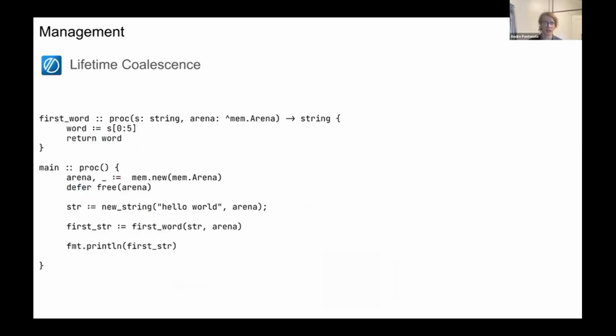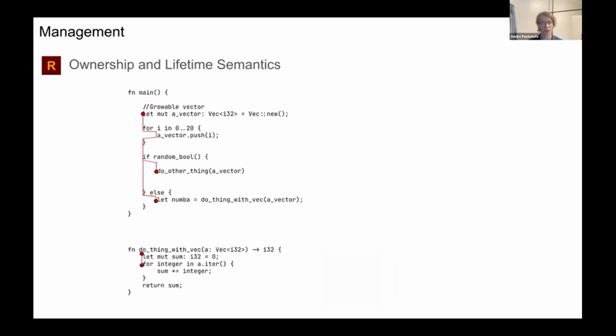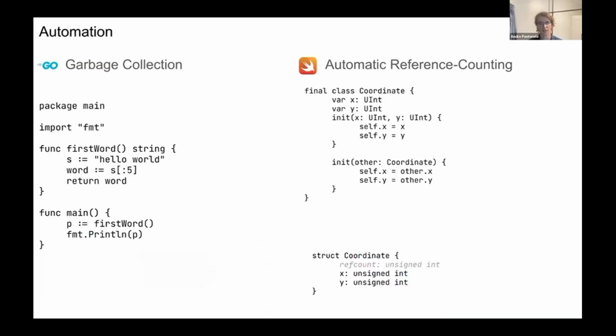Odin, or the lifetime coalescence, doesn't have the compile time problem that an ownership system will. An ownership system doesn't have the flexibility that garbage collection or automatic reference counting will. Automatic reference counting is better than garbage collection in many ways, although I've been assuming compiled languages this whole time.